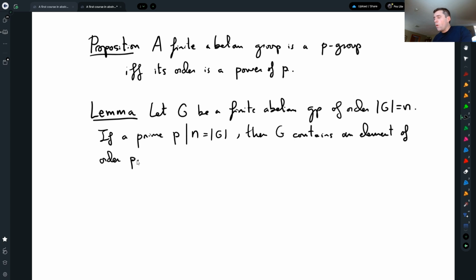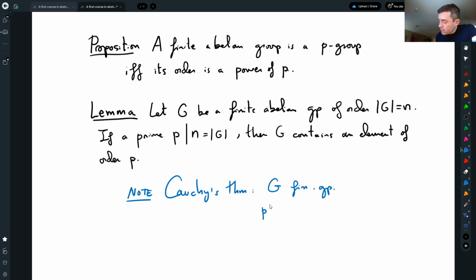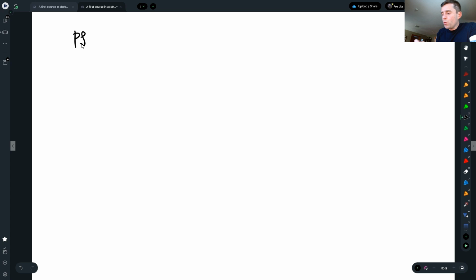So let's see how we're going to prove this. As I said, this is true in general. Cauchy's theorem, which we will prove later using group actions, says that if G is any finite group, not just abelian, and P divides the order of the group, then there is some element of order exactly P. So this will be generalized as Cauchy's theorem, but let's prove it for abelian groups first. Okay, so here is the proof.